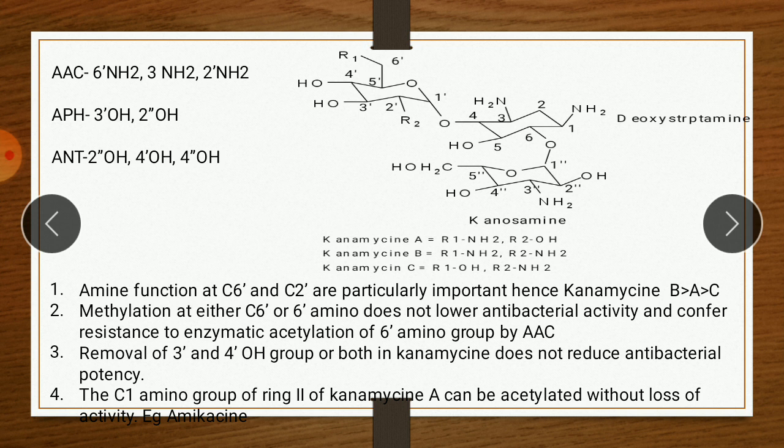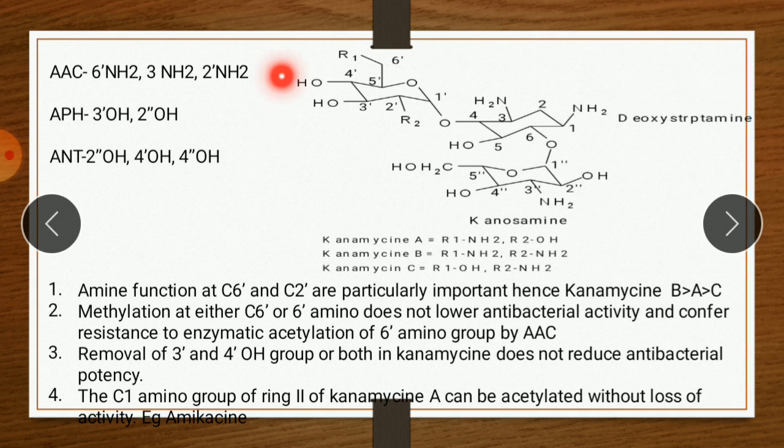Actually there are 3 enzymes which cause inactivation of kanamycin A. So here the list is given. This one, AAC, means aminoglycoside acetyl transferase. Then APH, aminoglycoside phosphotransferase. ANT means aminoglycoside nucleotidyl transferase. So here the targets of these enzymes are given.